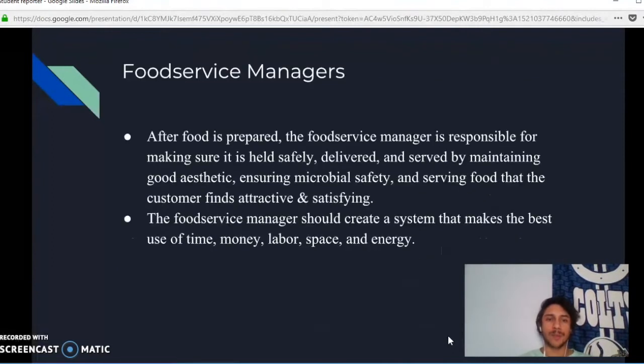The role of the food service manager. After food is prepared, the food service manager is responsible for making sure it is held safely, delivered, and served by maintaining good aesthetics, ensuring microbial safety, and serving food that the customer finds attractive and satisfying. The food service manager should also create a system that makes the best use of time, money, labor, space, and energy.